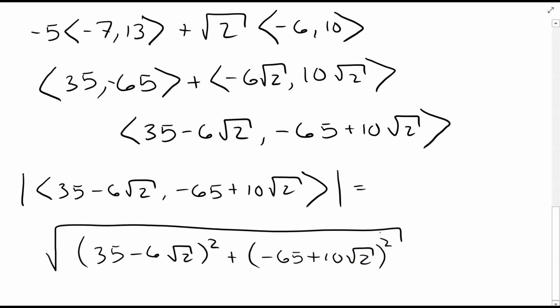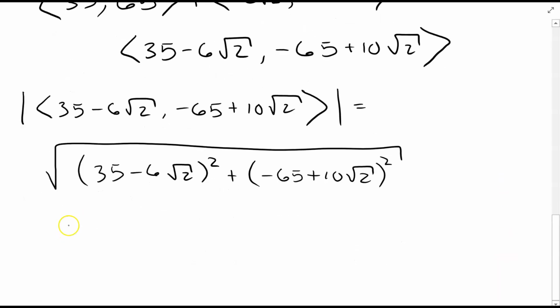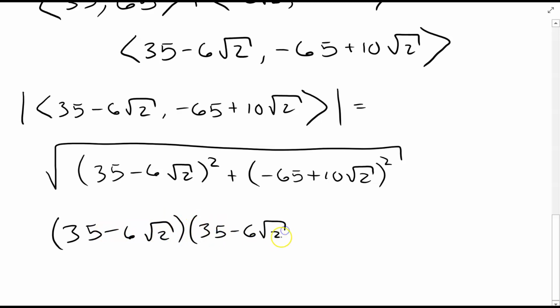Right? Now, why is this going to be a pain? Because we have to FOIL out the 35 minus 6 square root 2 squared. That's really a FOIL problem. So just to illustrate what's going on, since it's still quite early on, 35 minus 6 square root 2, squared, is really the same thing as 35 minus 6 square root 2 times 35 minus 6 square root 2. So we'd FOIL this.